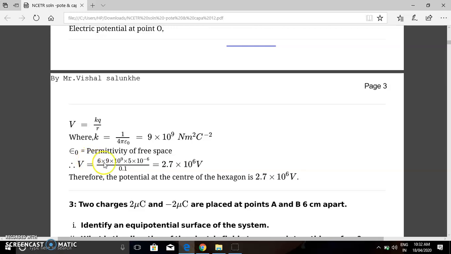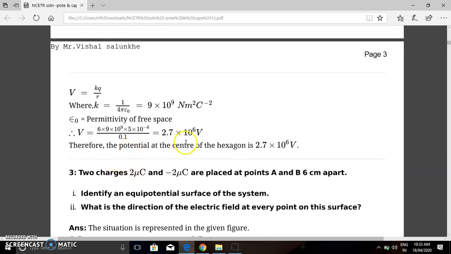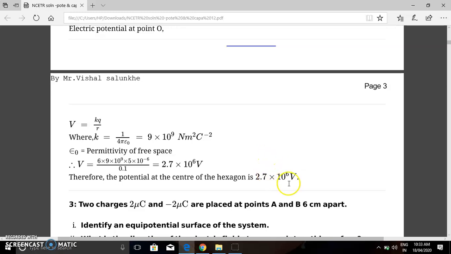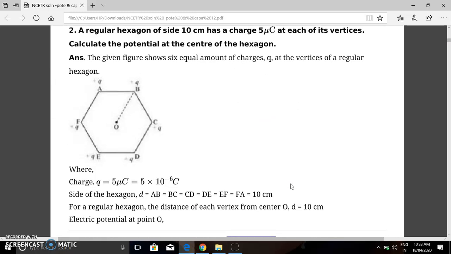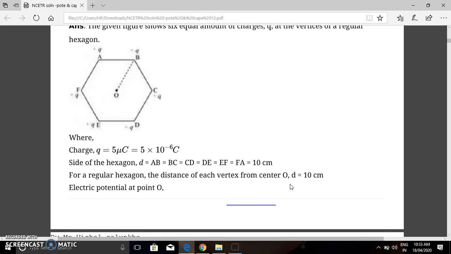So we rearrange the formula. 6 into 9 into 10 raised to 9, 5 into 10 raised to minus 6 divided by 0.1. So the final answer will be 2.7 into 10 raised to 6 volt. Therefore, the potential at the center of the hexagon is 2.7 into 10 raised to 6 volt. So hope you understood this second numerical also. Now third numerical we'll see.